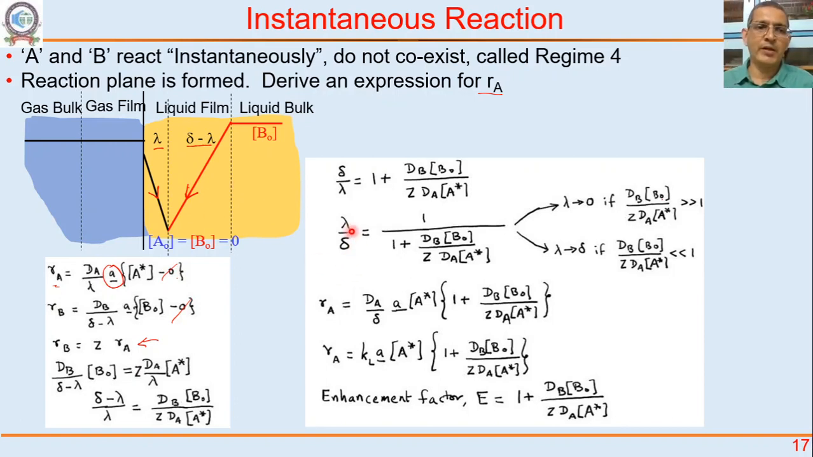And we can now substitute for lambda here. You will get RA would be dA by delta, that's kLA A star, times 1 plus dB B naught by Z dA A star. This is now our enhancement factor. Okay. Understand, do it for yourself. This is called regime 4, instantaneous reaction.